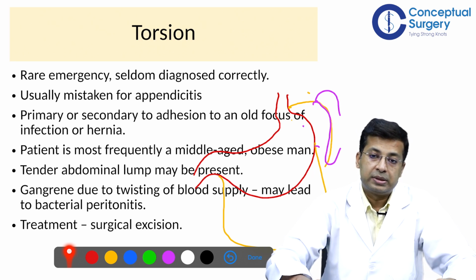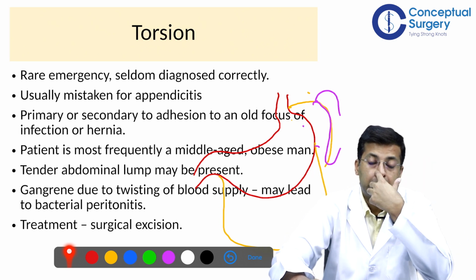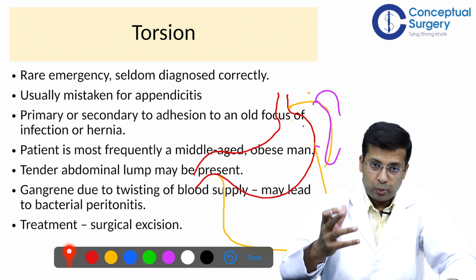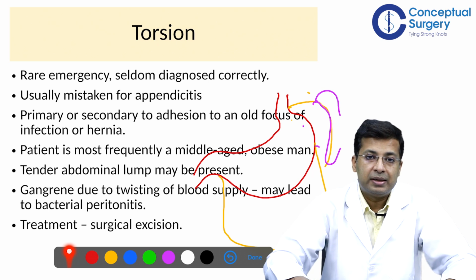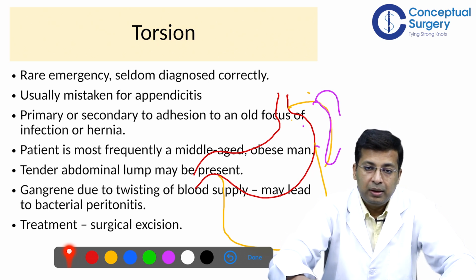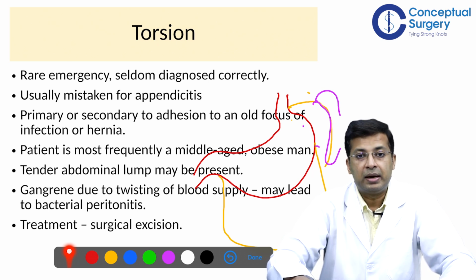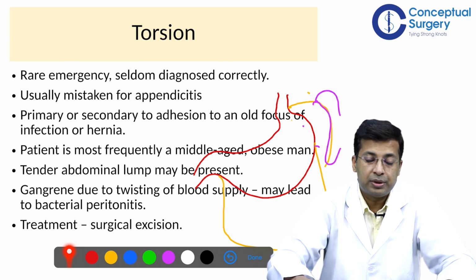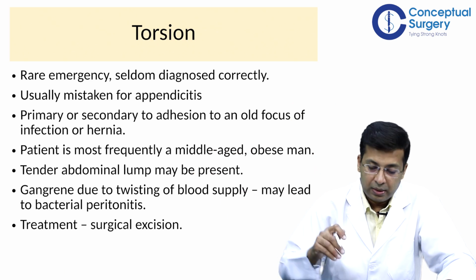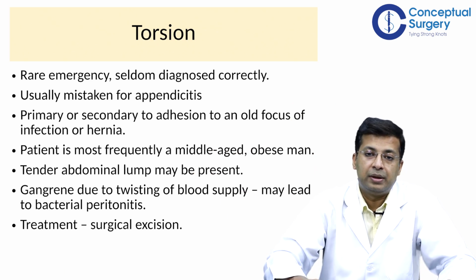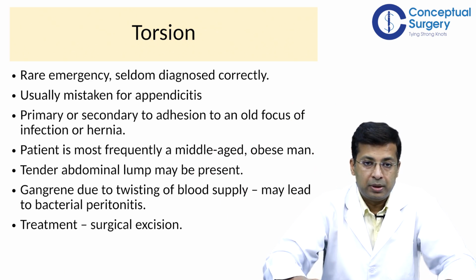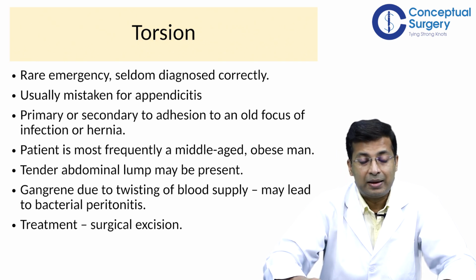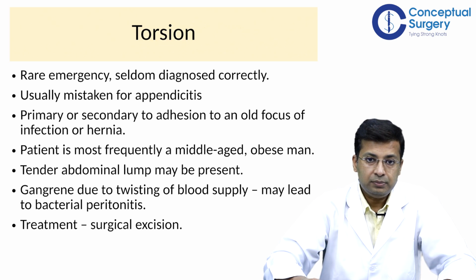But on rare occasions, especially if there are abnormal adhesions of the omentum to intra-abdominal organs, the omentum may twist and present as an intra-abdominal emergency. This is a rare emergency, and therefore it is seldom diagnosed correctly, because you would not keep omental torsion as a differential of the common abdominal presentations in emergency. The most common differential for which it is mistaken is acute appendicitis.